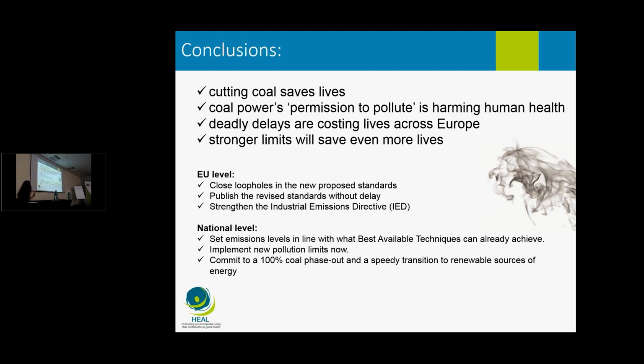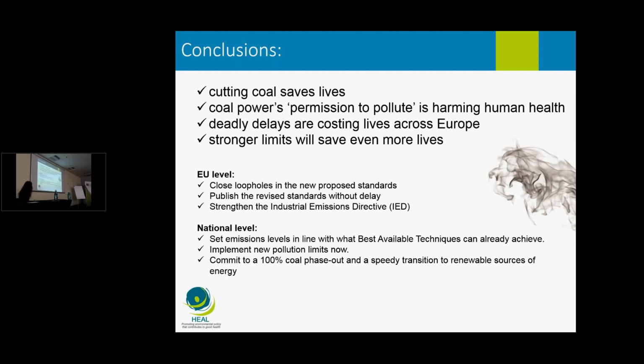It's also obvious, seeing that every derogation still allows utilities to pollute more and to cause another number of premature deaths and external health costs. Deadly delays are costing lives across Europe, referring to the previous slide, and stronger limits will save even more lives.